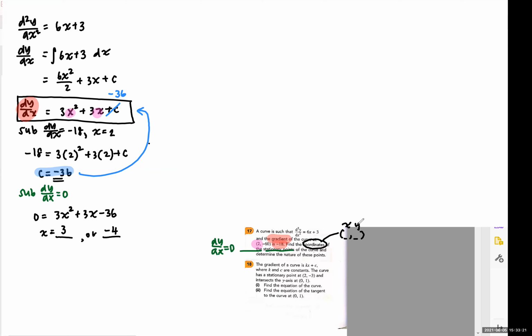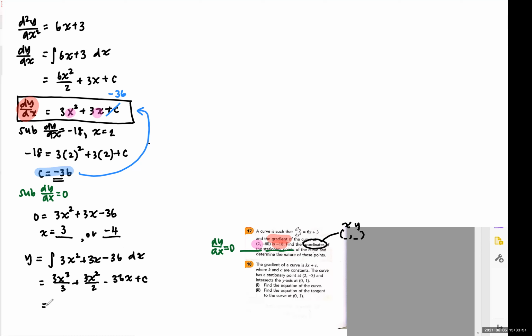Integrate again. Yes, so right now to get my y equation, I'll just put y, I will actually integrate my dy/dx. So dy/dx I don't need to write down anymore. I can just write down the whole equation. Okay, so what do I get now, guys? Let's start integrating. What do you get? 3x cubed over 3 plus 3x squared over 2 minus 36x plus c.